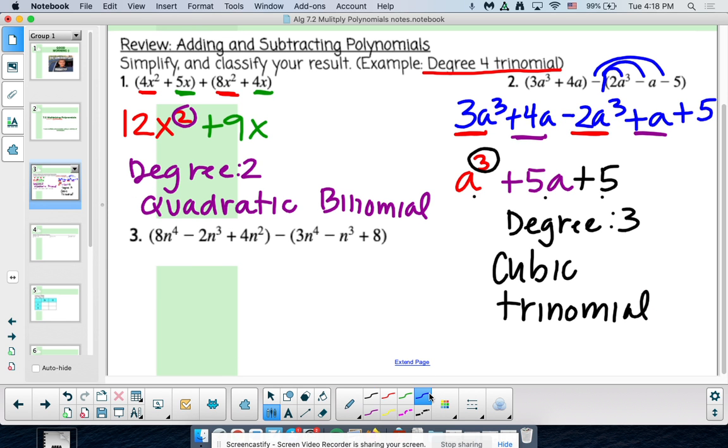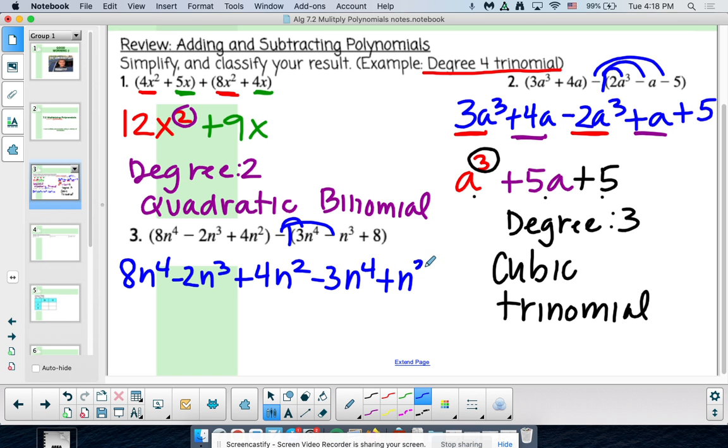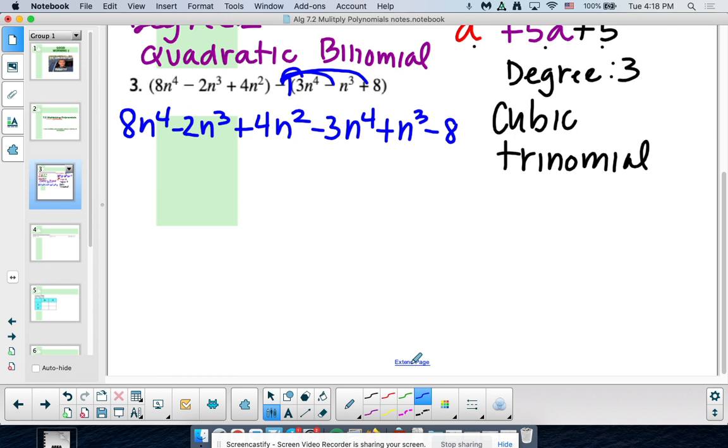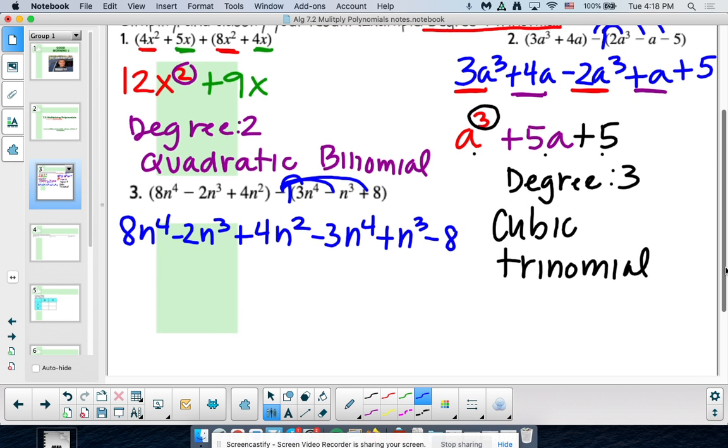One more, another subtraction. So we're going to write the first one exactly how we see it. And now we distribute. So -1 times 3n to the fourth is -3n to the fourth. -1 times -n cubed would be a positive n cubed. And then -1 times positive 8 is -8. From here, add our like terms.